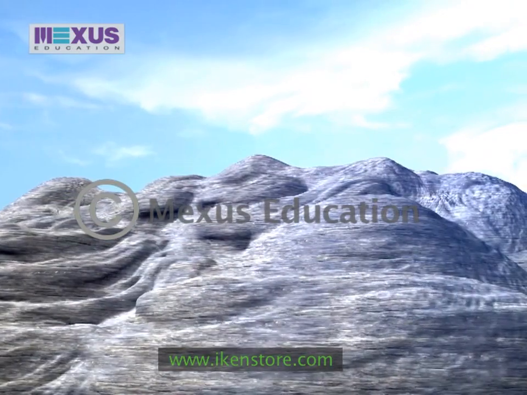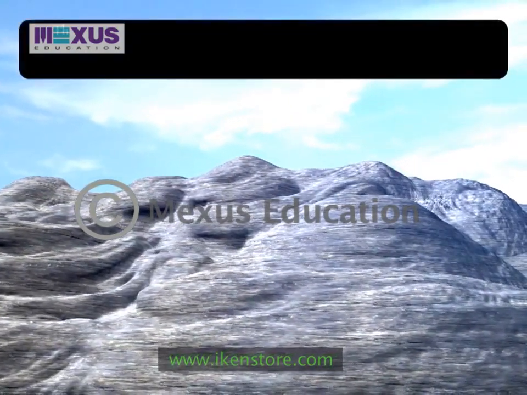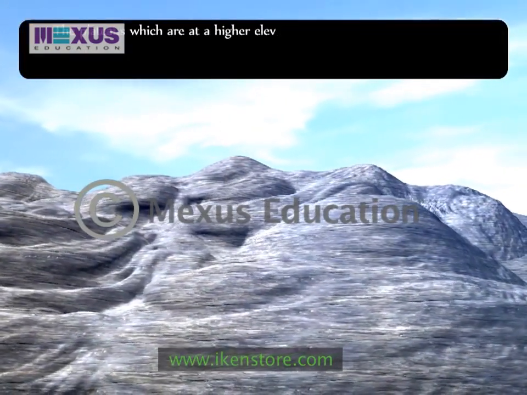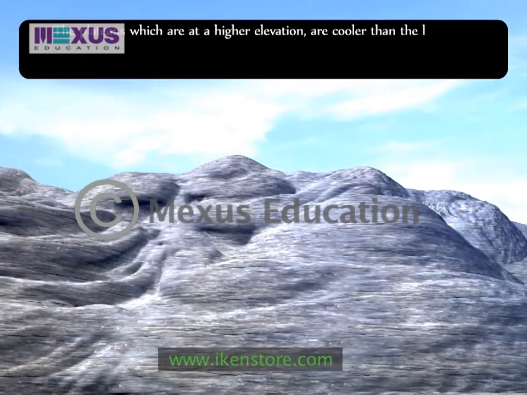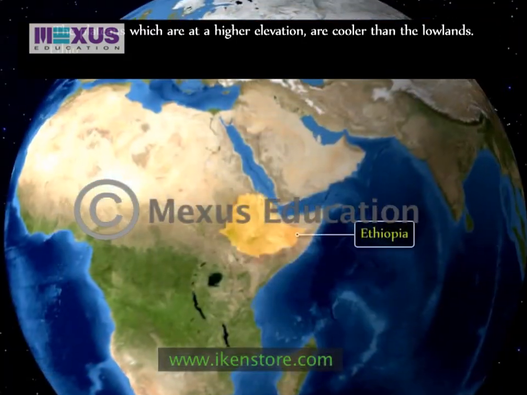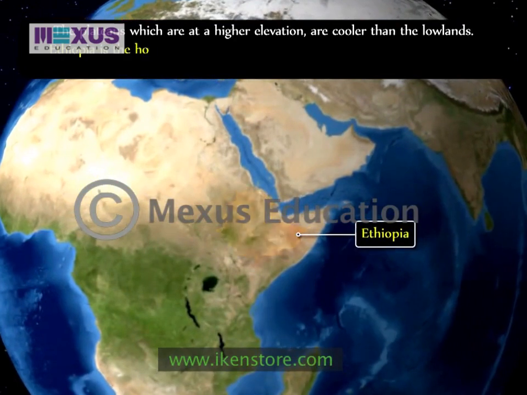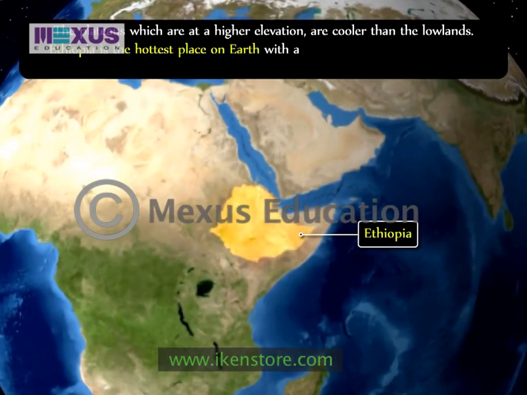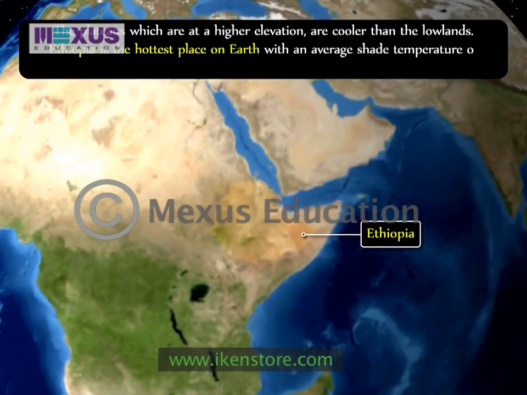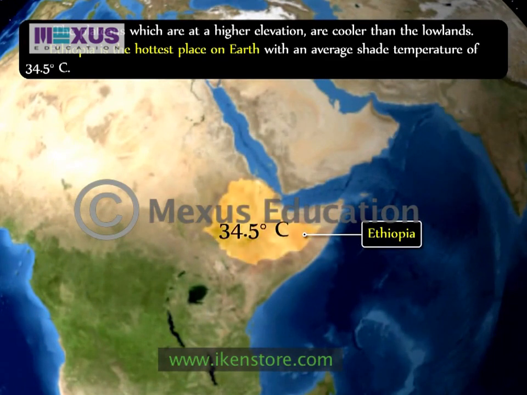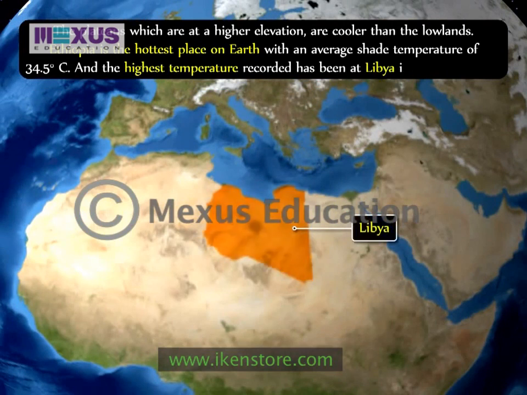Although most of Africa is hot throughout the year, the plateaus which are at a higher elevation are cooler than the lowlands. Ethiopia in Africa is the hottest place on earth, with average shade temperature at 34.5 degrees Celsius, and the highest temperature recorded has been at Libya in Africa at 58 degrees Celsius.